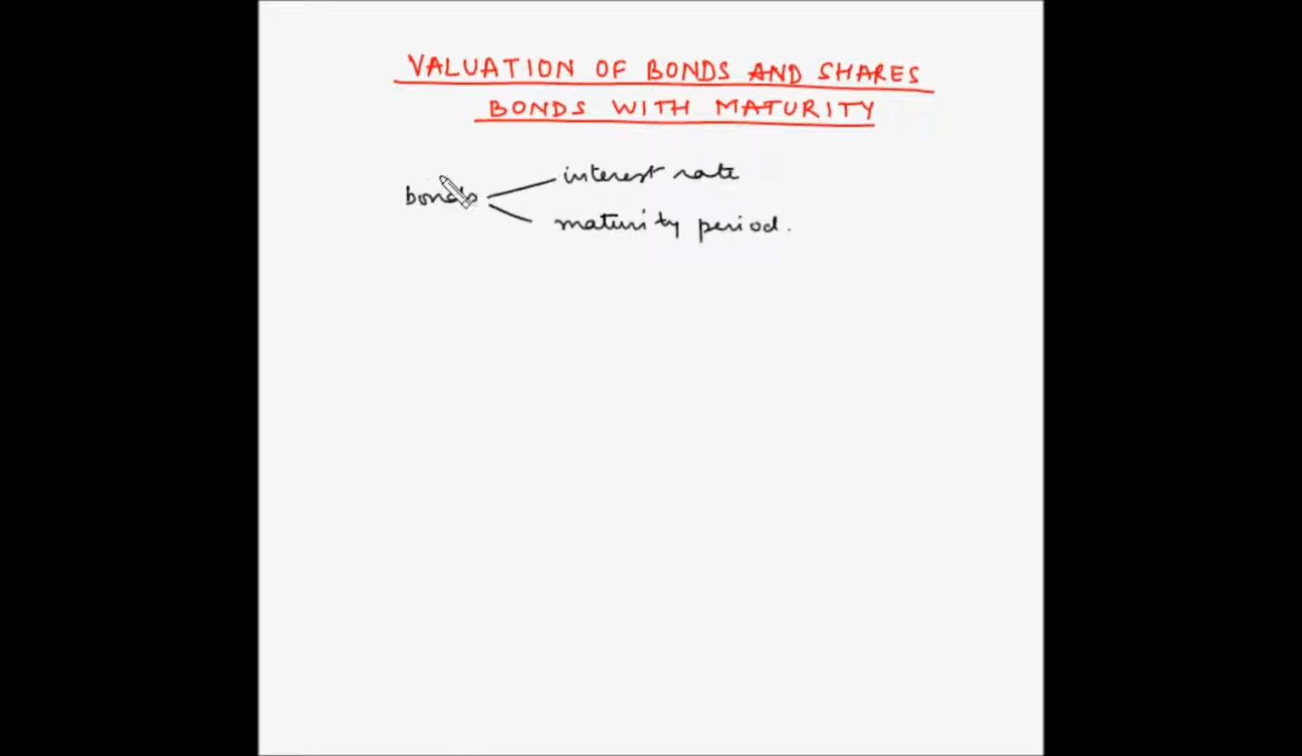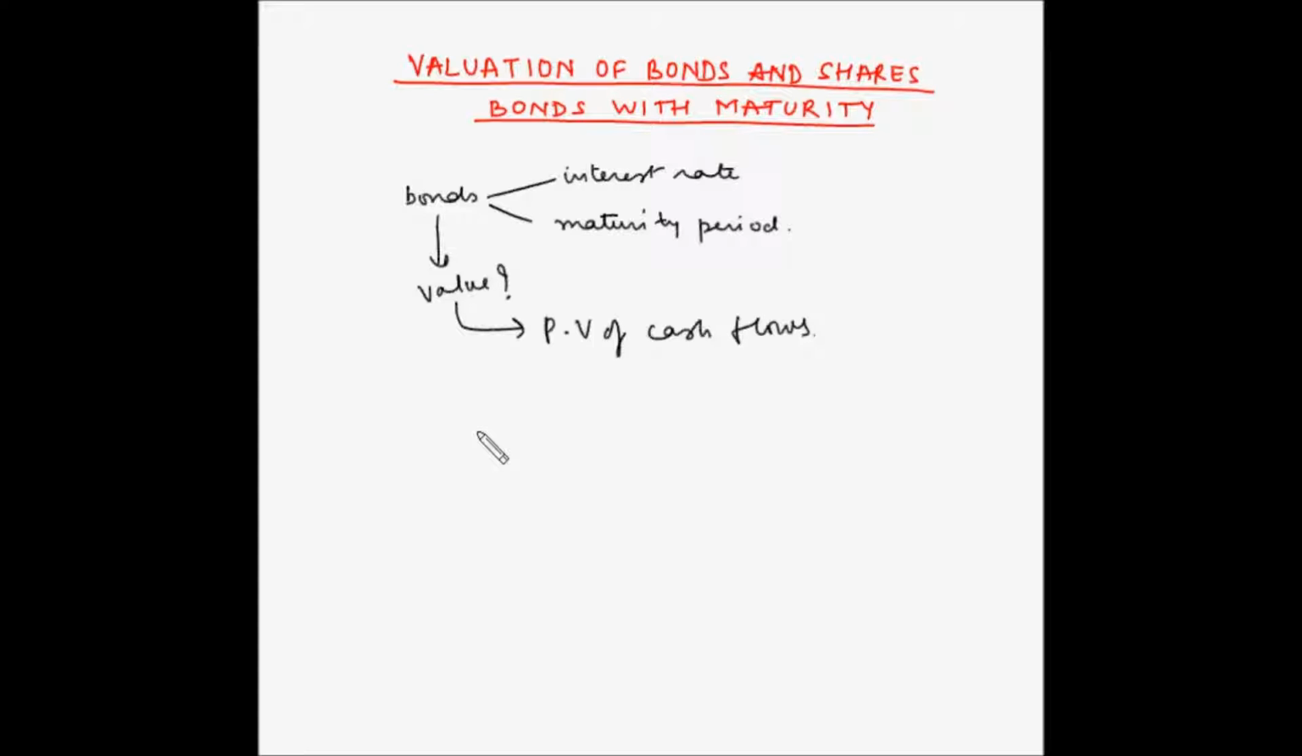Now, how do you find out the value of this bond? So, as a general rule, the value of any financial asset, such as stocks, bonds, or even physical assets like buildings, machinery, etc., is simply the present value of the cash flows that the asset is expected to produce. So, value is the present value of cash flows.